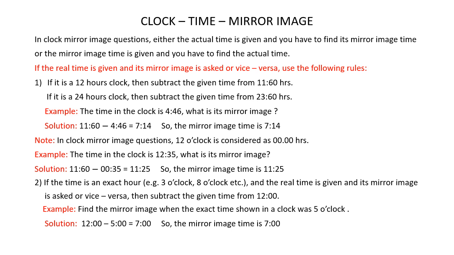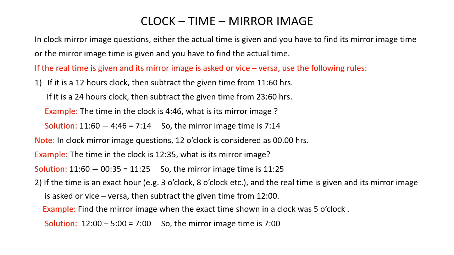Now look at the second rule. If the time given is an exact hour, that is, for example, 3 o'clock, 8 o'clock, etc., and the real time is given and its mirror image is asked, or vice versa, then subtract the given time from 12. So if the time is an exact hour, then you have to subtract the given time from 12.